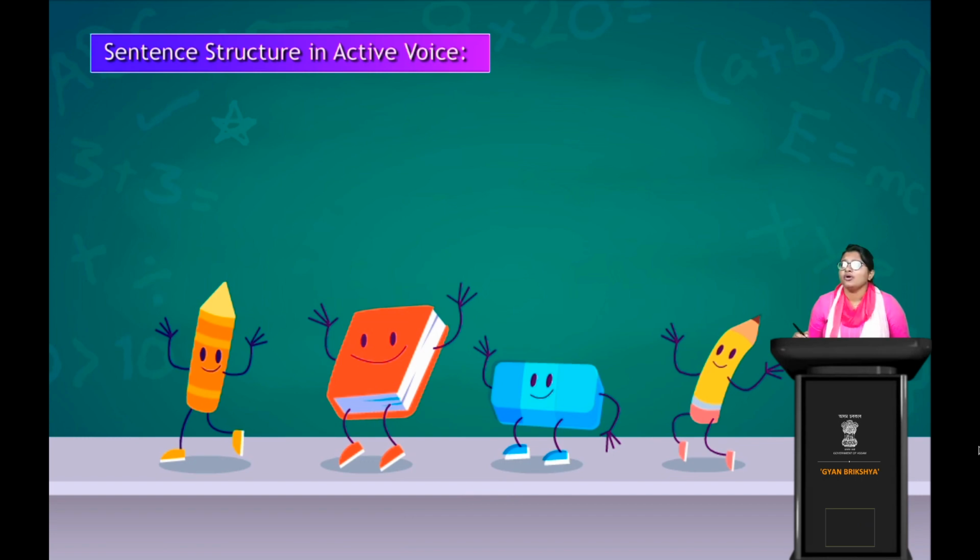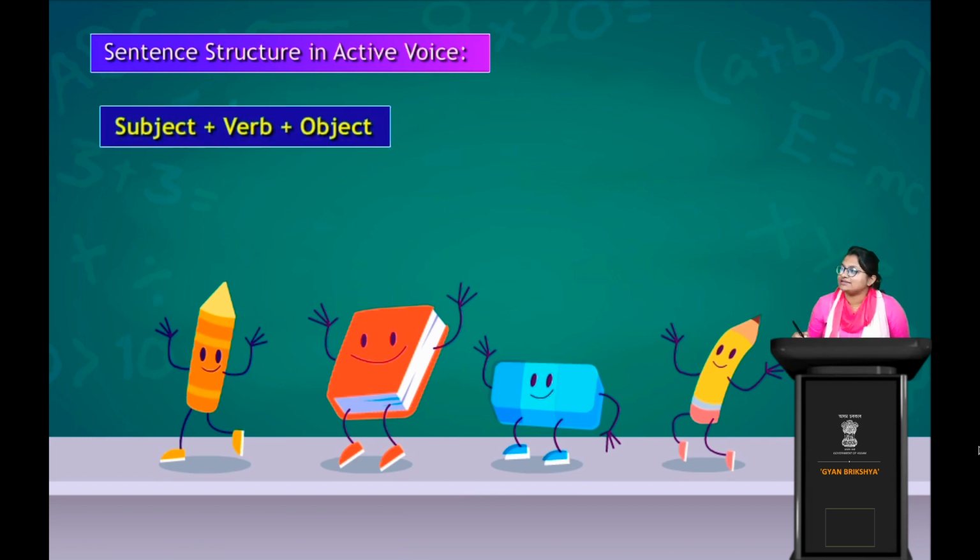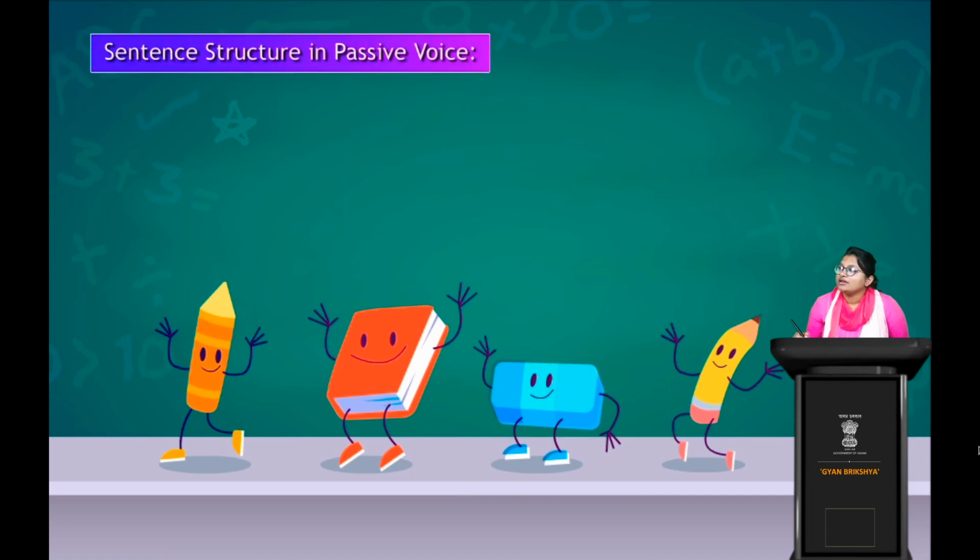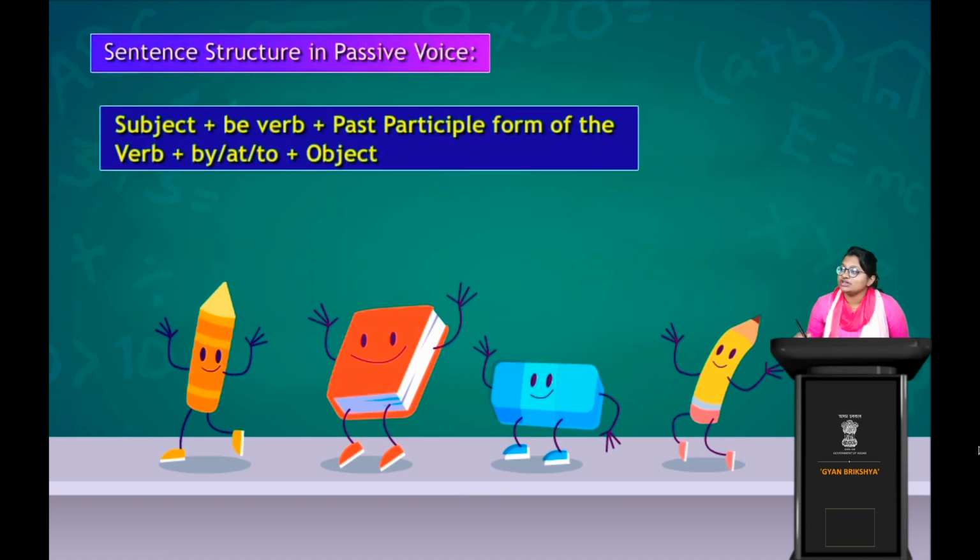Okay, now so sentence structure in active voice. So what is the sentence structure? How are the parts of the sentence structure in active voice? Okay, how is it in active voice? Let's see. So in active voice it is subject plus verb plus object. Okay, so the subject comes first, then the verb, and then the object, right? Ram is going to school. Okay, now the same sentence in passive voice. Let's see how the structure changes.